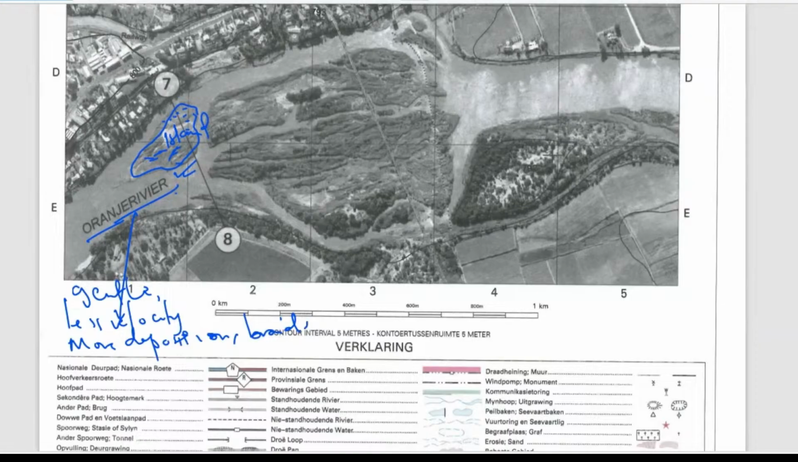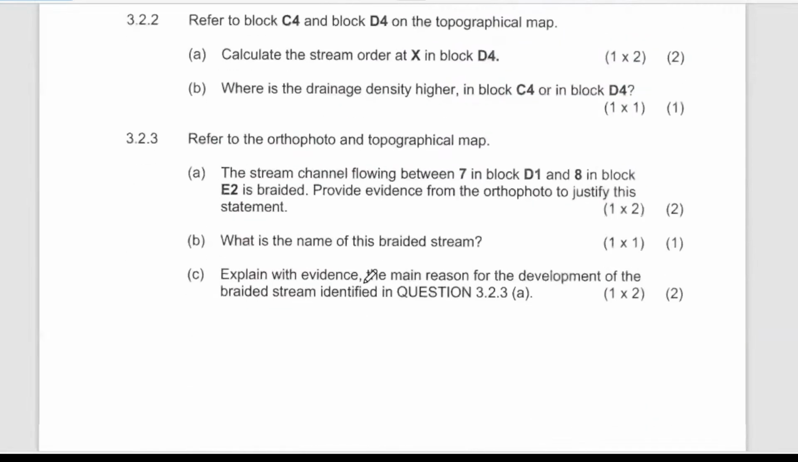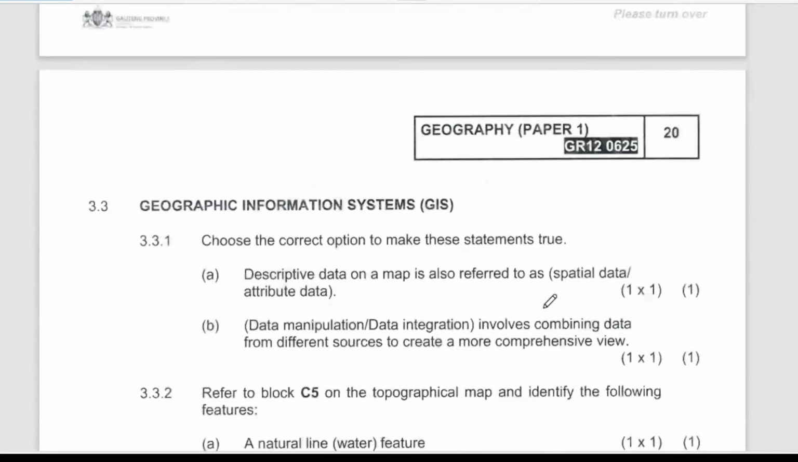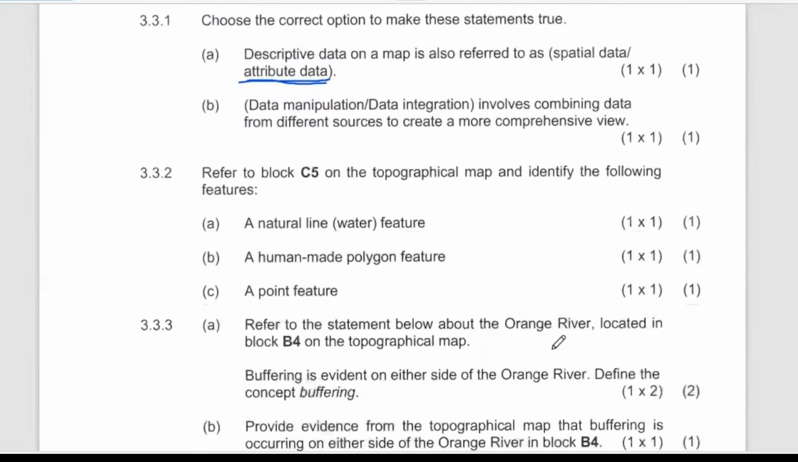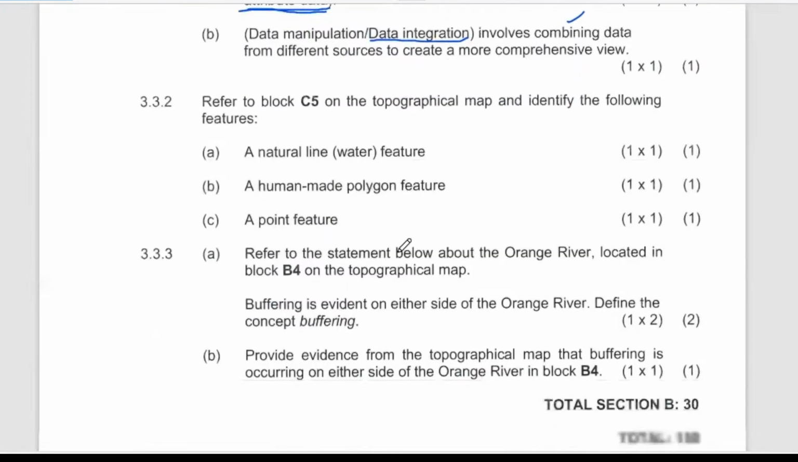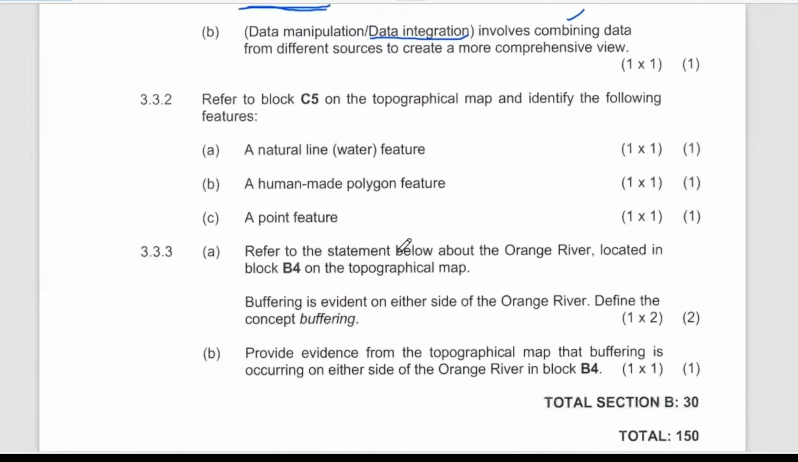Right, number 331, we go on to the question paper. Right, it says, choose the correct option to make these statements true. Descriptive data on a map is also referred to as what? What kind of data is that? That is attribute data. Descriptive data is attribute. Data manipulation or data integration involves combining data. When we're talking of combining data, we are integrating. That is data integration. Refer to block C5 on the topographical map and identify the following features.